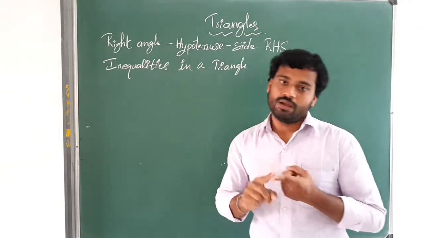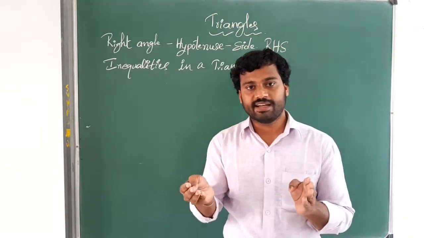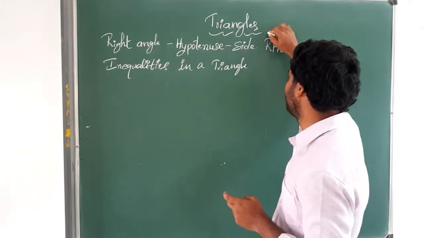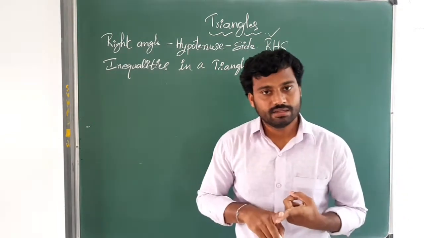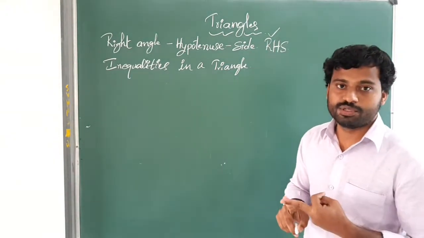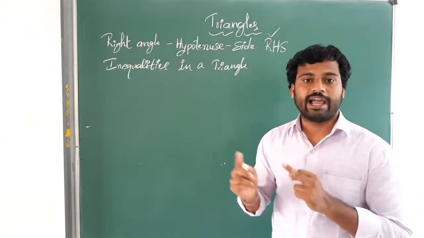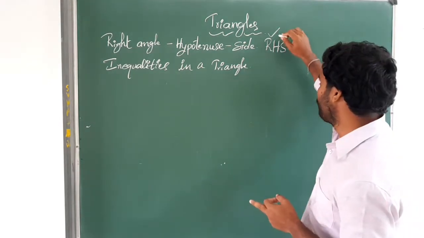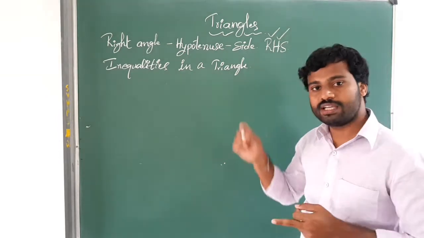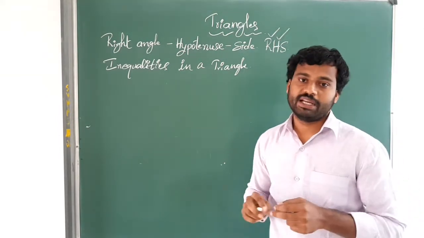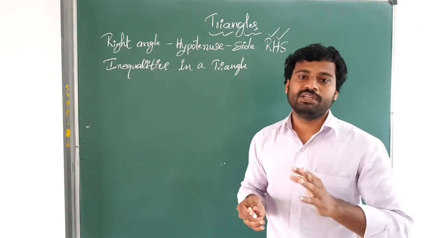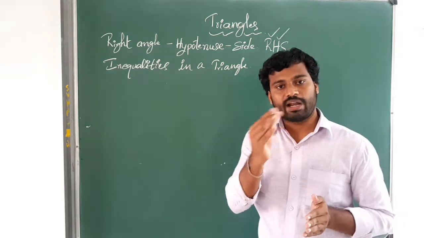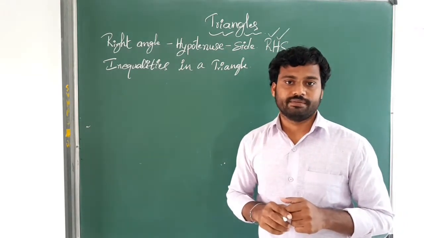One is what? Already, two triangles being right angle triangles means one is satisfied, that is the right angle. Next, you have to observe whether the two triangles' hypotenuse is the same or different. If it is the same, the second condition is also completed. If it is not equal, you can directly say the two triangles are not congruent.